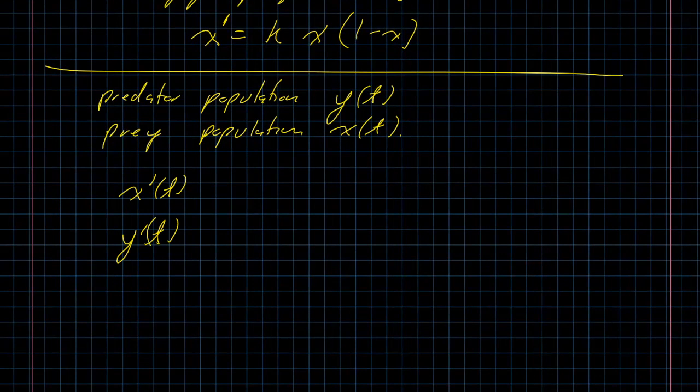We know that x prime and y prime are both going to be functions of t, but they're really going to be functions of the numbers, right? The more rabbits there are, the faster they're going to grow. So you're going to have some constant times x. That's going to be part of the equation. I'm going to have more equation to write later.